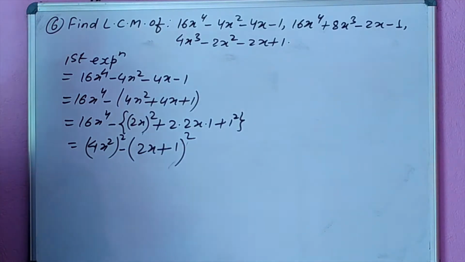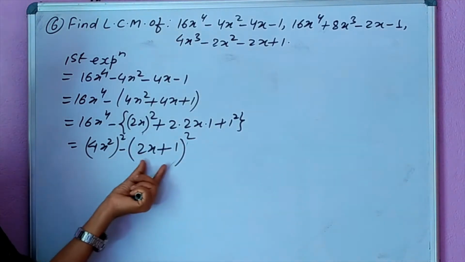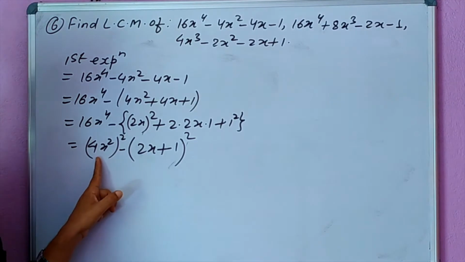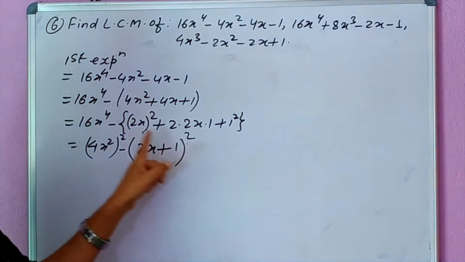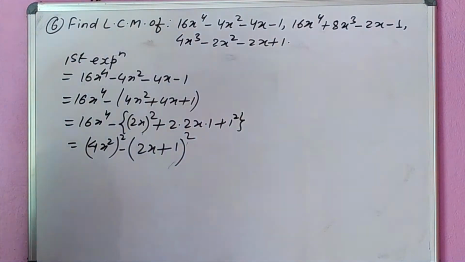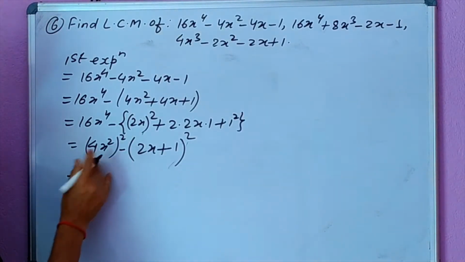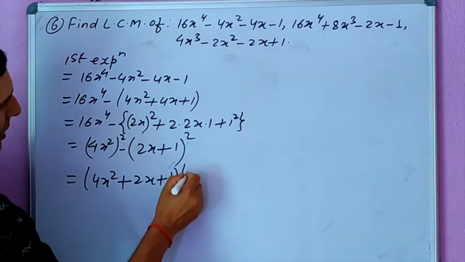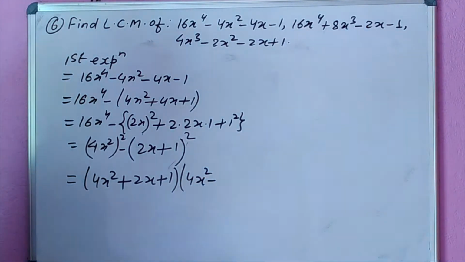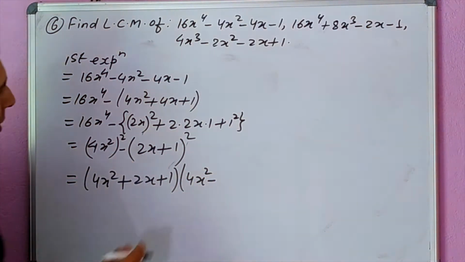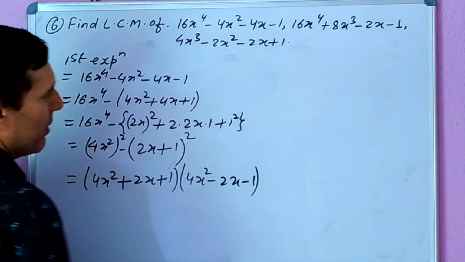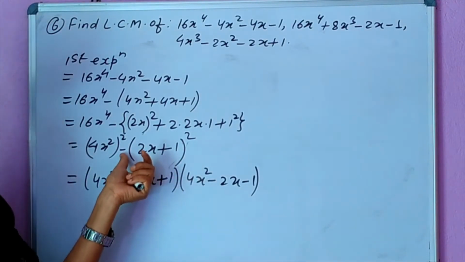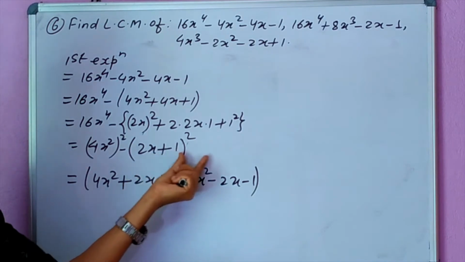We have minus here. So finally we get the form a square minus b square. This 16x power 4 is the square of 4x square, and minus as it is, and this side is a plus b whole square. So it is in the form of a square minus b square, which is a plus b times a minus b. While writing a plus b, we open the bracket with the plus sign, so no change in the sign, plus 2x plus 1 as it is.